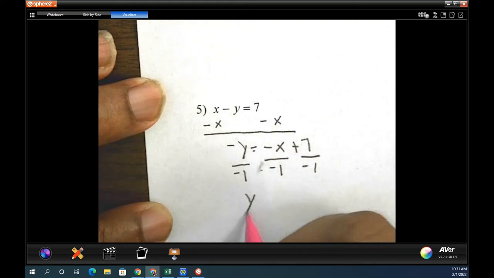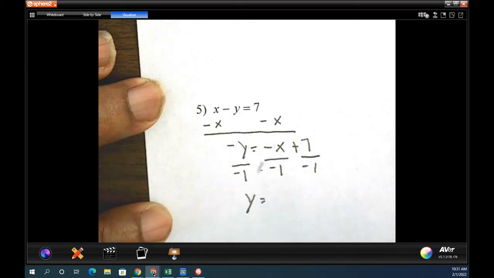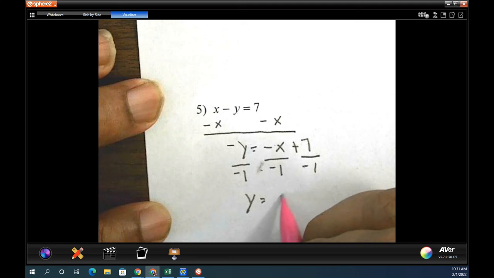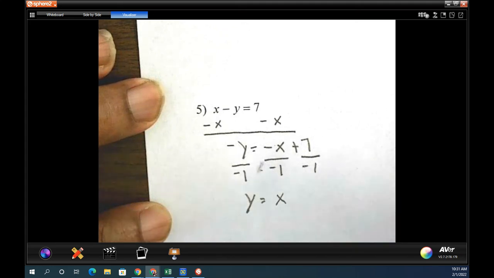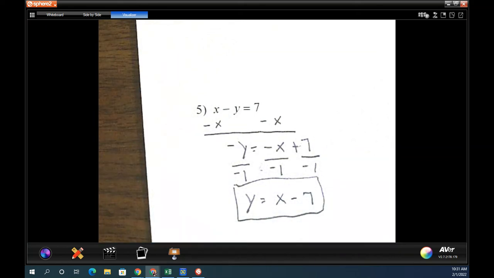So that's y equals, that's negative 1 divided by negative 1. And that's just 1. And we don't have to write it in front. Y equals x. 7 divided by negative 1 is minus 7. So your slope would be 1, and your y-intercept would be 0, negative 7. That would be your answer there.